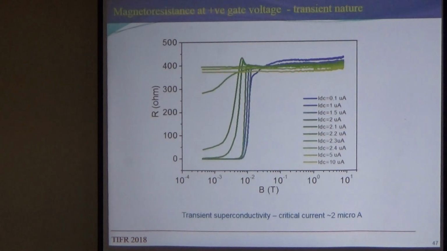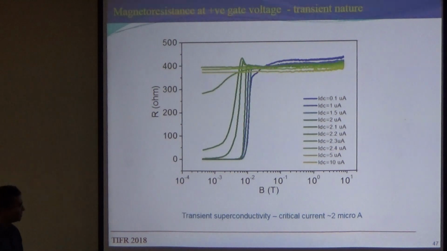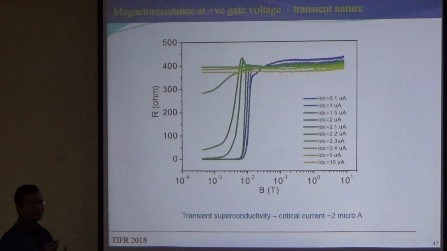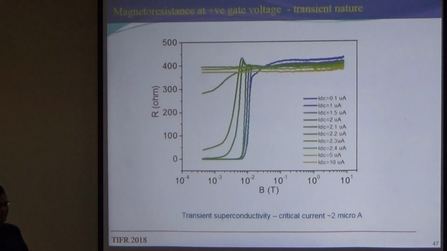Okay. So, then of course, we did these measurements with different DC currents to get the critical current, and we got the critical current to be around 2 microamp, which is exactly the critical current we get at temperatures below the critical temperature. So, the critical current, the HC2, everything seemed to match between this transient superconducting state and the parent superconducting state.